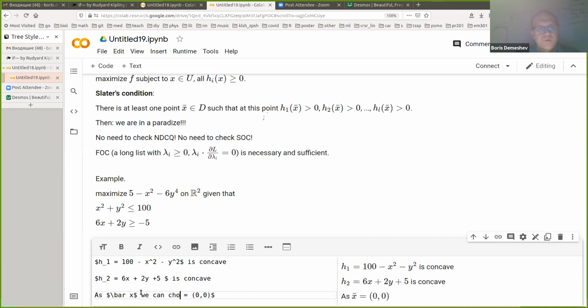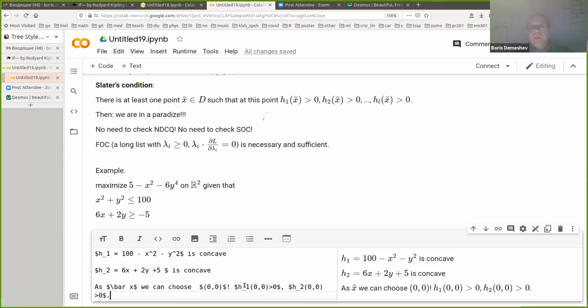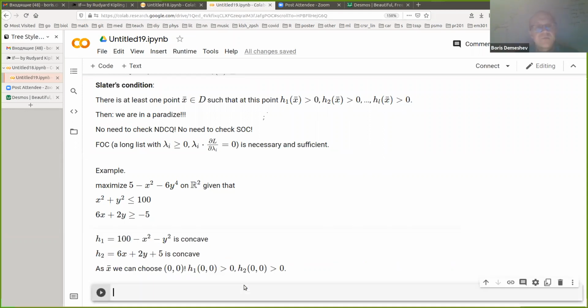We can choose 0, 0. Indeed, you are right. Because if you plug in 0, 0 in H1, you will get that H1 of 0, 0 is greater than 0. If you consider H2 of 0, 0, it's greater than 0. Bingo, all constraints are satisfied.